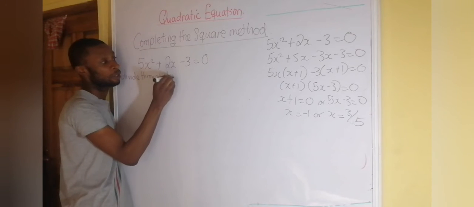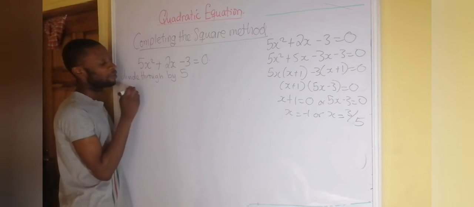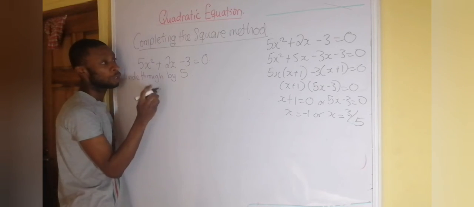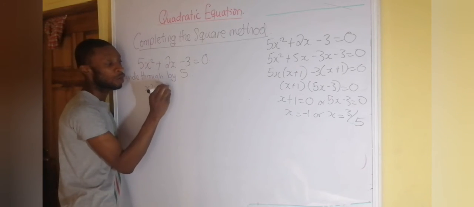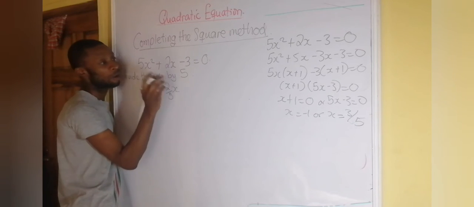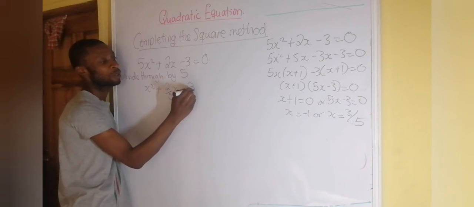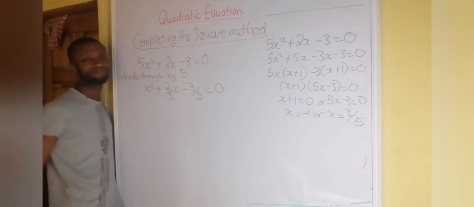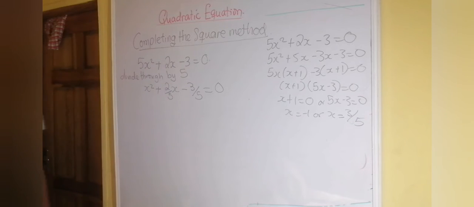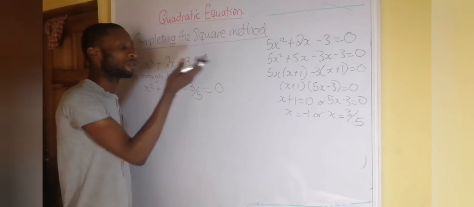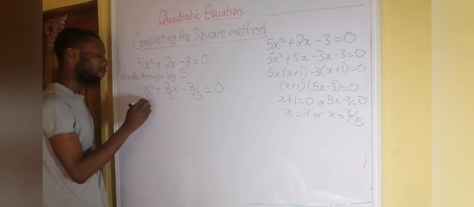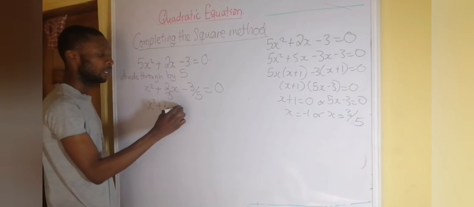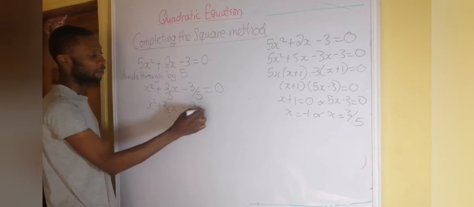by 5. So when we divide through by 5, 5 going into 5x squared, you have x squared, plus 5 going into 2x, you have 2 over 5x. 5 going into minus 3, you have minus 3 over 5. 5 going into 0, 0. So that's the first step. The second step is to take minus 3 over 5 to the other side. So you have x squared plus 2 over 5x equals 3 over 5.